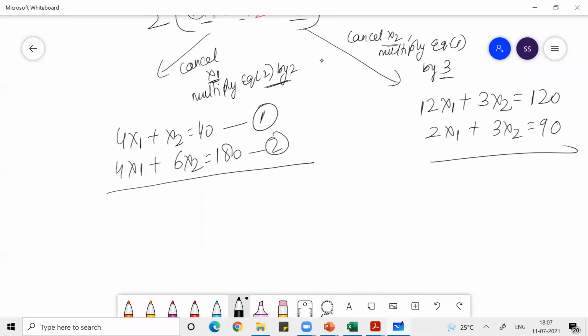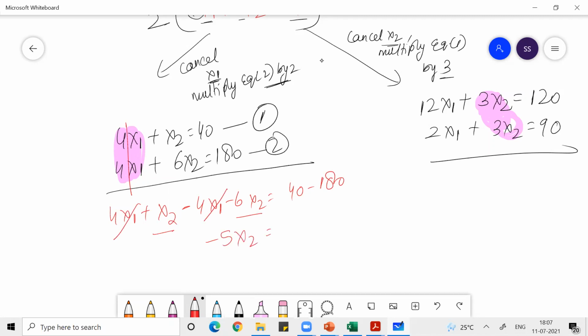Now guys, if you observe, here you can see that your x1 has the same coefficient. So if I subtract equation 1 from equation 2 or equation 2 from equation 1, I can cancel x1. Subtract this equation, it gets cancelled. 4x1 plus x2 minus 4x1 minus 6x2 is equal to 40 minus 180. So x1 cancels, and this is minus 5x2 is equal to minus 140. So x2 is equal to 28.